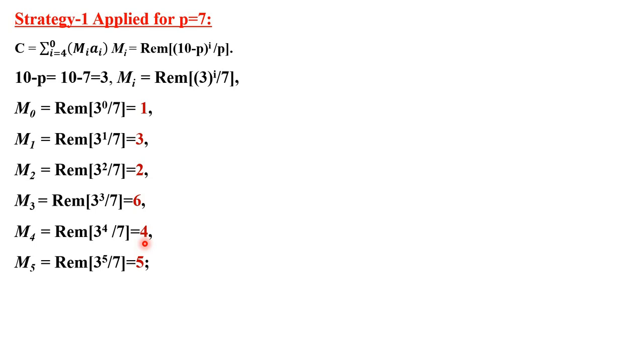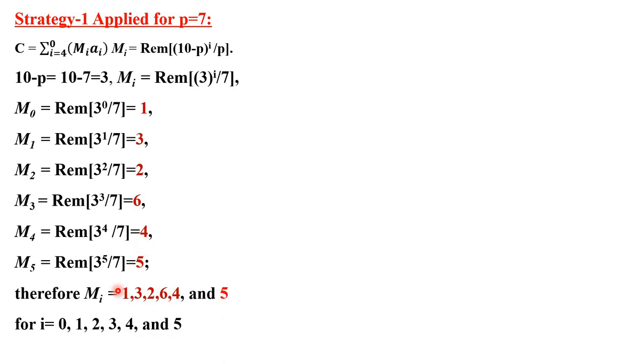m5 is 5. So, if you stop here, we can say that for i equal to 0 through 5, the mi values are 1, 3, 2, 6, 4, 5. So, that much you have to remember: 1, 3, 2, 6, 4, 5.